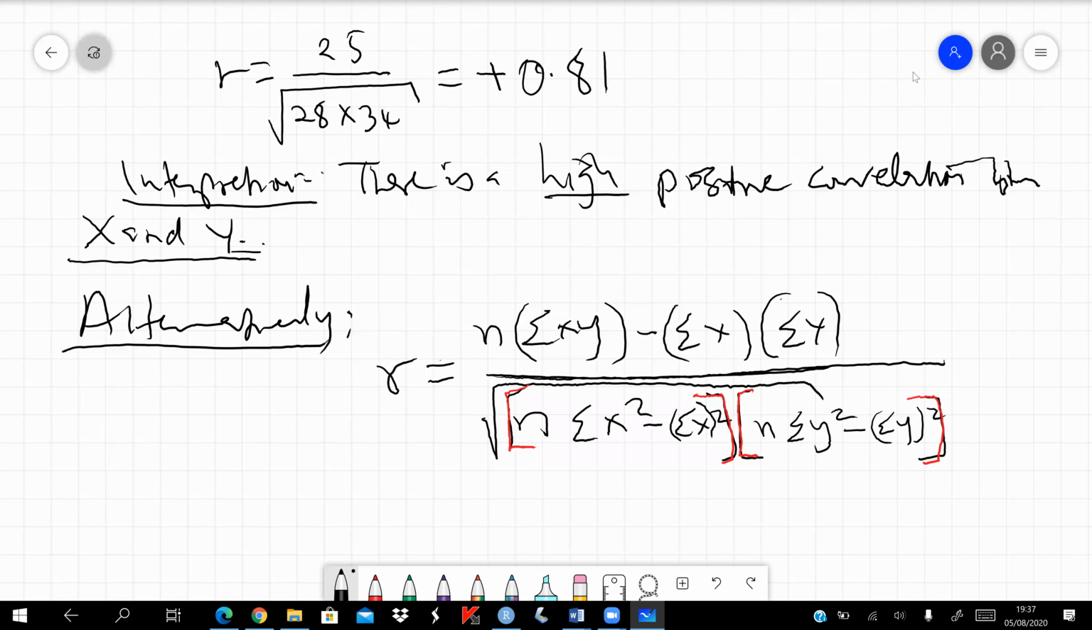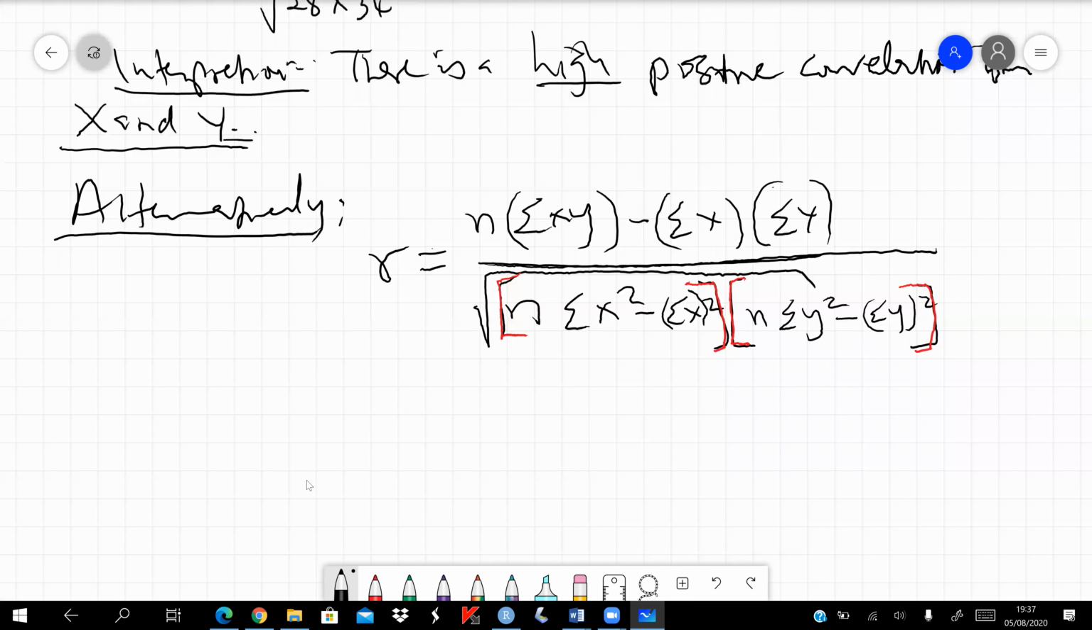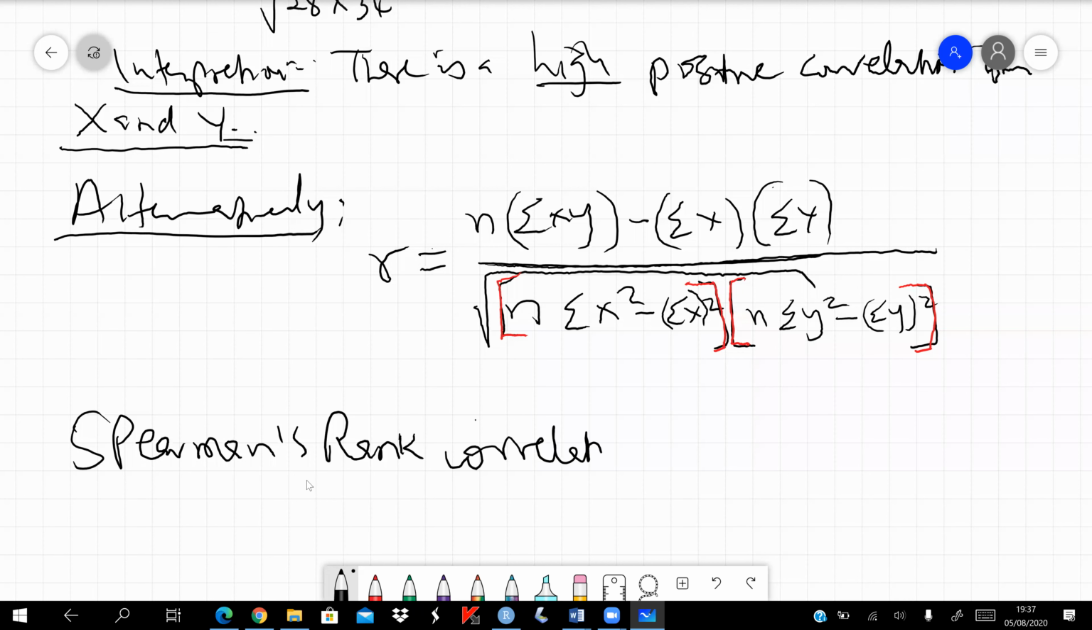Okay, so you can repeat the above example using this one. So now you don't need to find X bar and you don't need to use X bar and Y bar. All right. So basically that is it. Now let's look at the Spearman's rank correlation coefficients.